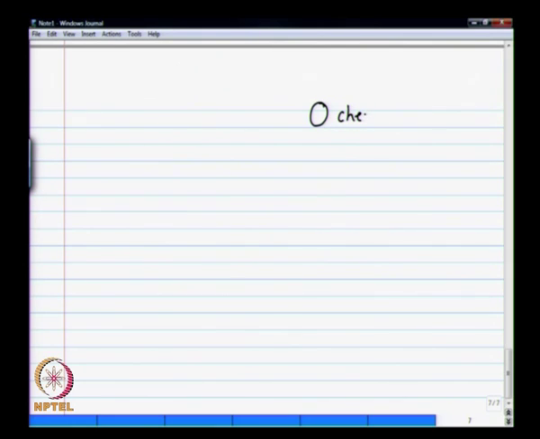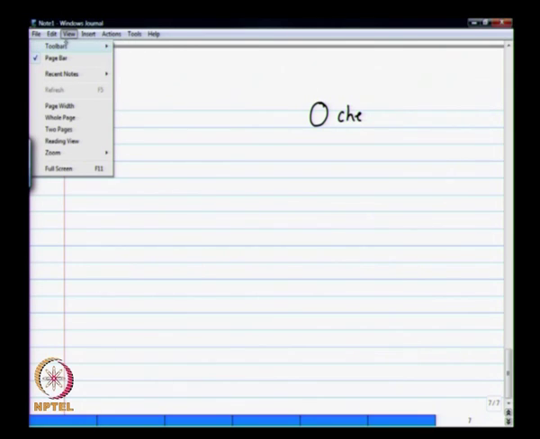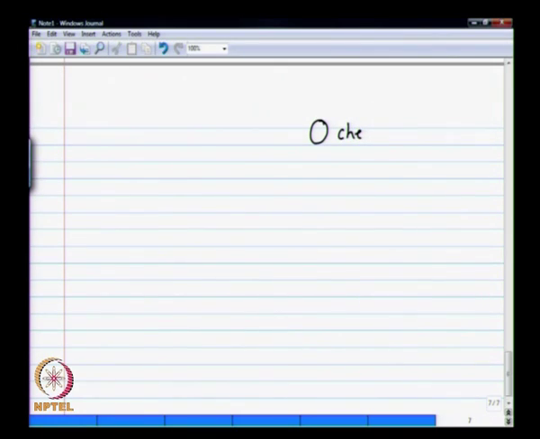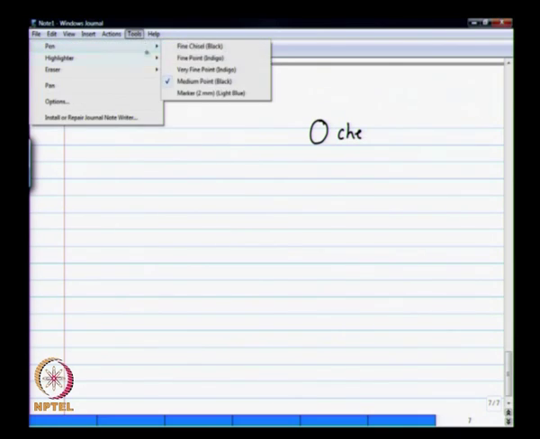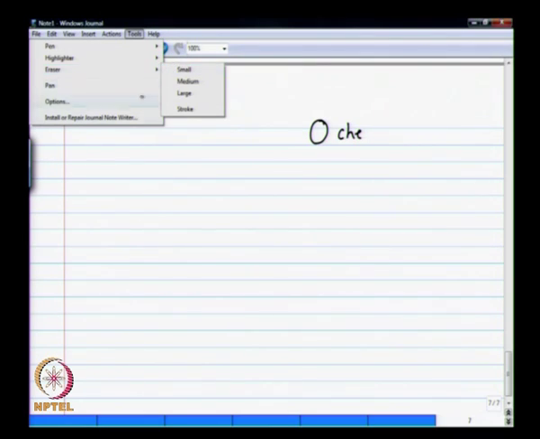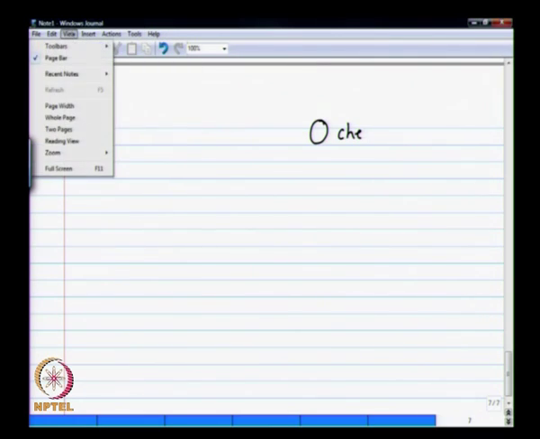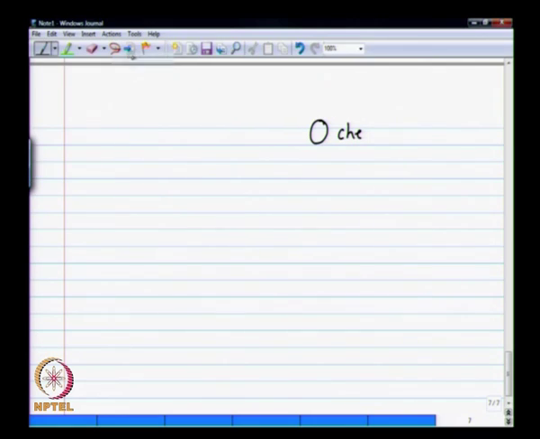Okay, so remember once again. So for some reason it is not working. Maybe it's not the standard pen. Okay, there you go.